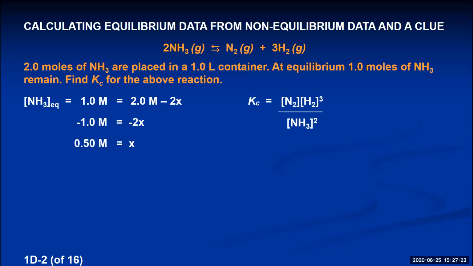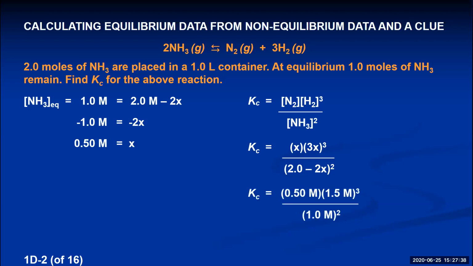So if we go back to the Kc expression we had written before, and remember we had plugged in all these equilibrium molarity values based upon our ICE table, we now know the value for X. So in place of all of those X's, I'm going to put 0.50 molar. If I do that, then the molarity of the nitrogen is going to be 0.50 molar. The molarity of the hydrogen is going to be 3 times 0.50 or 1.5. And the molarity of the ammonia is going to be 1.0. The answer is going to be 2 significant figures.